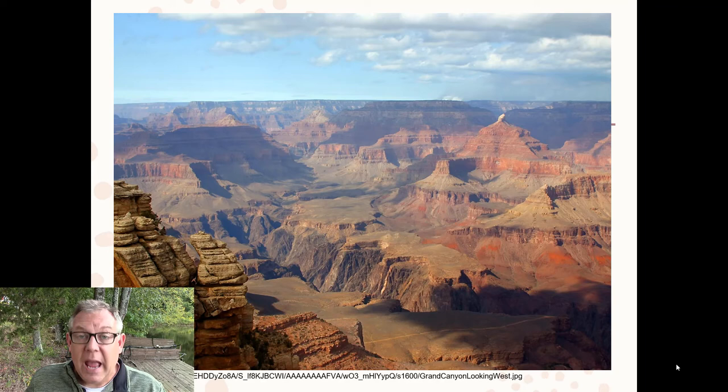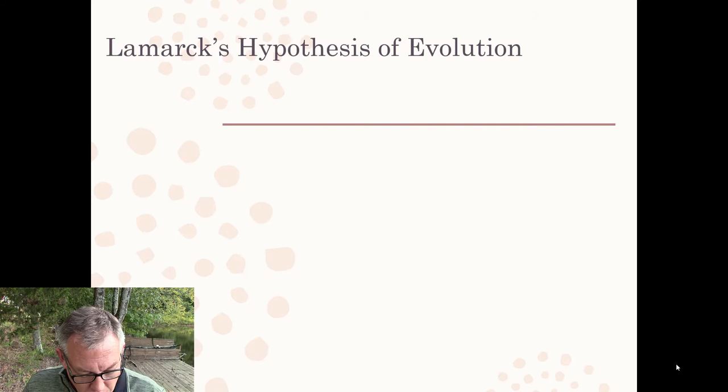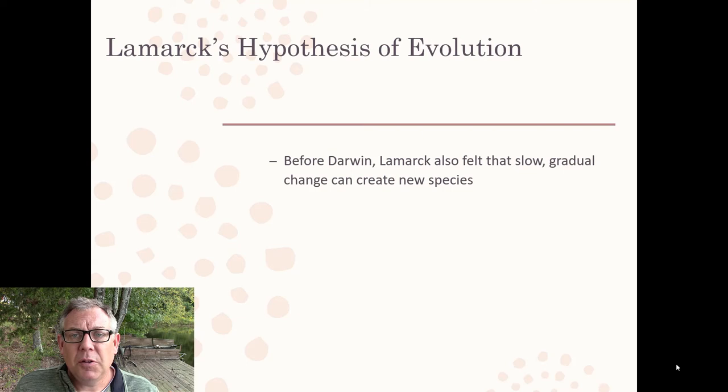Now, there's lots we could talk about as far as the development of the idea of species, but we're just going to hit the ones that are in your book and hit some highlights. And one person that we talk about a lot that came a little before Darwin was Lamarck. And Lamarck was also convinced that slow, gradual change can create new species. And so he's trying to explain the fossil record. He's trying to explain this idea that species we see today are very different than what we used to see, and species can change over time, and we get new species and other species go extinct, and how that can happen through slow, gradual change, not violent, quick change.